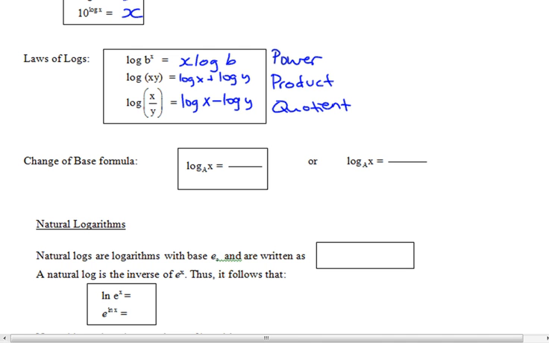There's another formula, change of base, right? If our base is not 10 and we want to just punch it into our calculator, we can use change of base, which is log x divided by the log of our base. Write this: the reciprocal of log x of a.